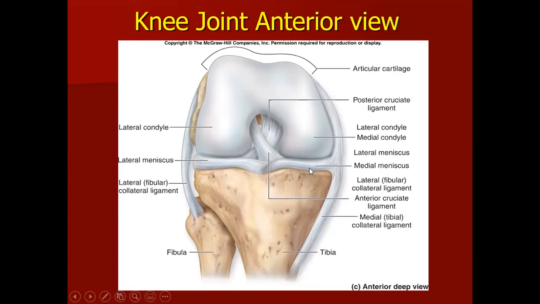And as we know, ligaments are made out of cartilage, and cartilage is very, very slow to heal versus bone. And so that's why the knee always gets so many things.